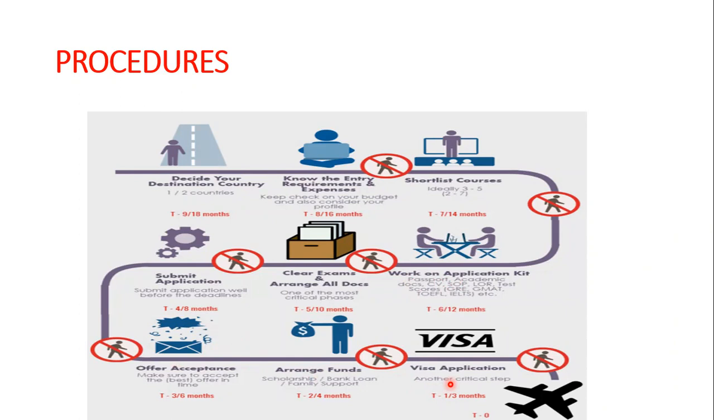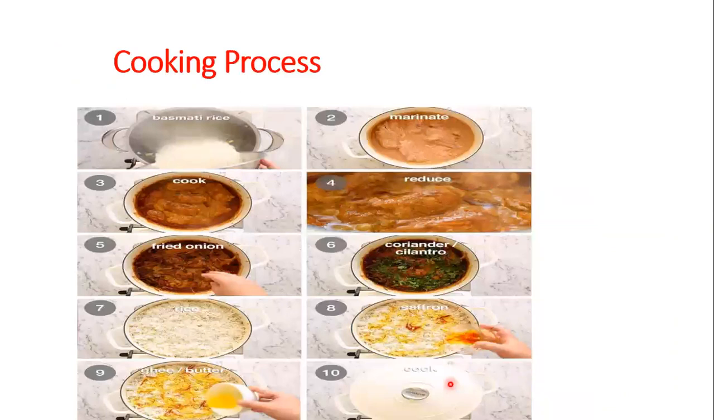I am sure, and now this is the cooking process, especially writing the recipes. Here is rice, step 1. Second, marinate the rice, then cook it, reduce the gravy, fried onions, coriander, clear, and then make the surface and place all that, clear. There are 10 different mechanisms or steps involved in cooking.